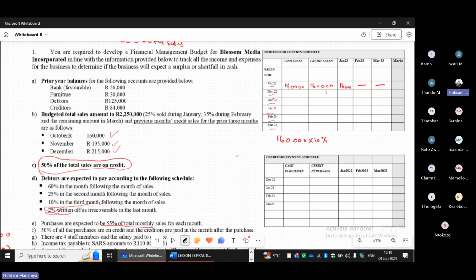Then coming to the month of November. It says that the previous credit sales for the prior three months, November, are 195,000. So here on credit sales, we've got 195,000. To get the cash sales, they will actually be the same as the credit sales because they are both 50-50 of the total sales. So if you want total sales, you can just add the two.